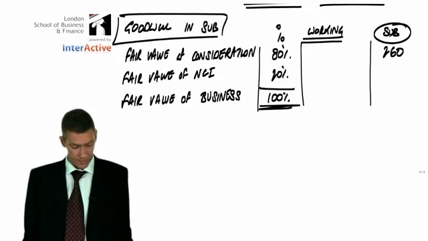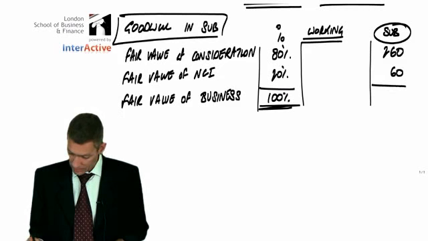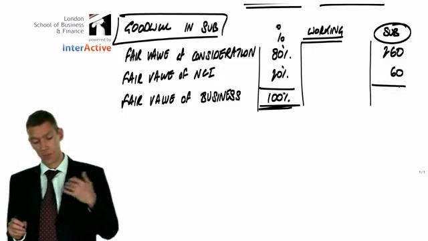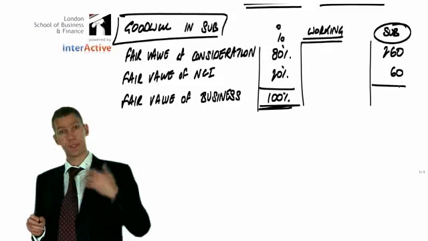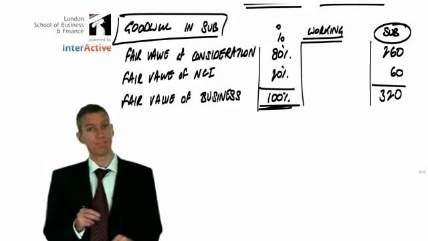You don't need a working for the fair value of the NCI either. The fair value of the non-controlling interest at acquisition was 60. And therefore, if our bit of the business is worth 260 and their bit of the business is worth 60, then the whole business is worth 320. There you go.